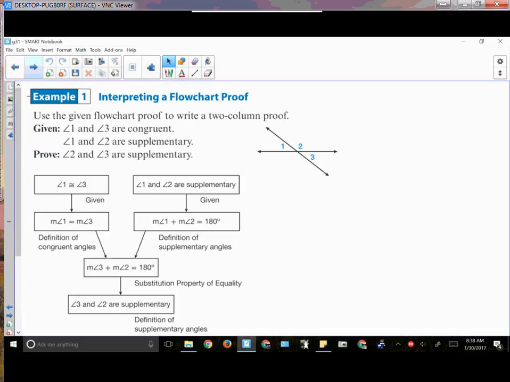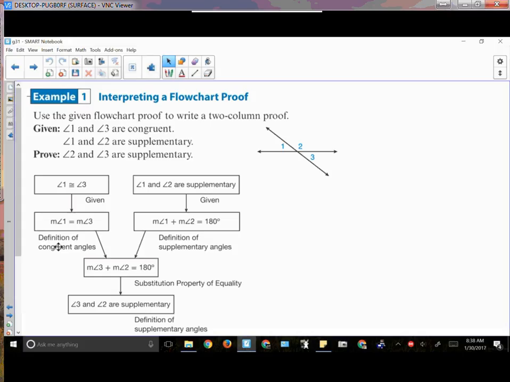So, let's take a look at this. We need to interpret what is going on here. We are given that angle 1 and angle 3 are congruent. We are given that angle 1 and angle 2 are supplementary. We are supposed to prove that angle 2 and angle 3 are supplementary. Okay? Now, as it starts off here, it says that's given.